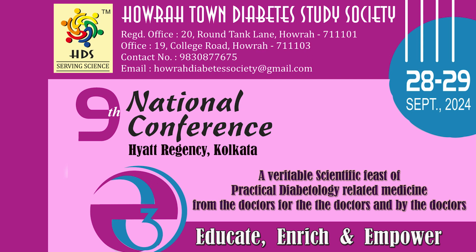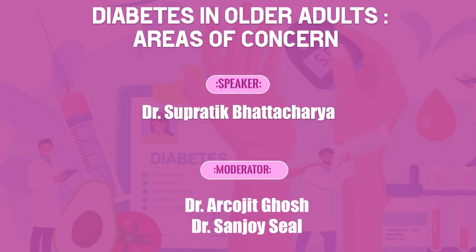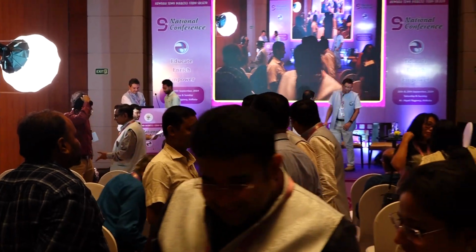So the next topic will be diabetes in older adults. The speaker will be Dr. Supratik Bhattacharya, who is a well-known endocrinologist and director of SKN Diabetes and Endocrine Center. And the chairperson will be Dr. Orkojit Ghosh, who is a consultant diabetologist and obesity specialist, and Dr. Mridul Bera, who is a specialist in internal medicine and associated with Narayana Hospital.